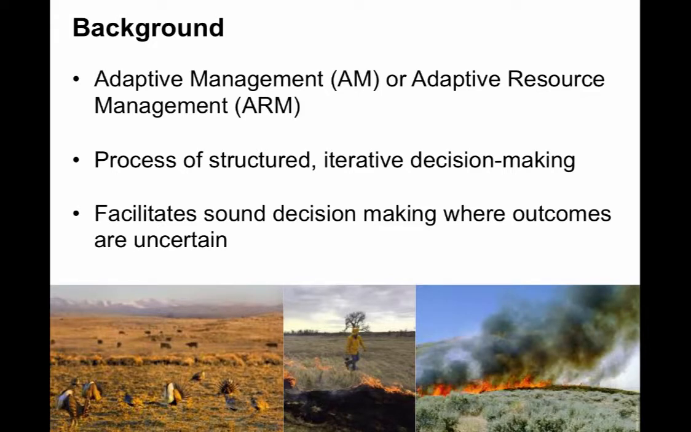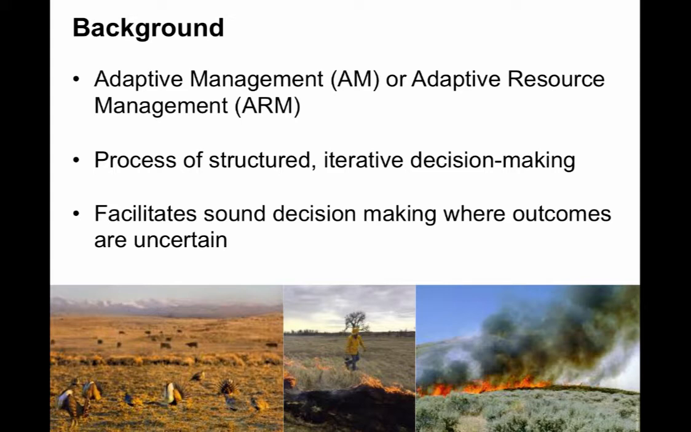So let's start with a little bit of background. Adaptive management, or what's sometimes called adaptive resource management, is a process of structured decision making, and it's iterative decision making. And what I mean by iterative decision making is that information or data that you acquire following an initial decision or action as part of your restoration process or management process will feed subsequent decisions. So this means in an adaptive management approach, information is going to be continuously collected and integrated into decisions.